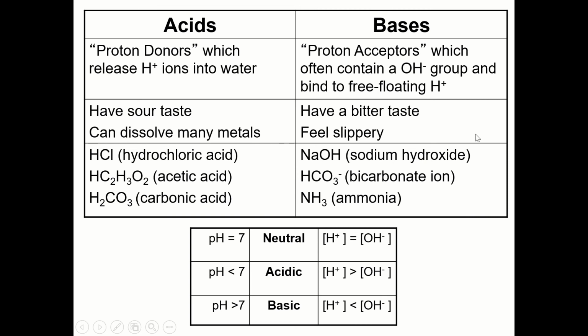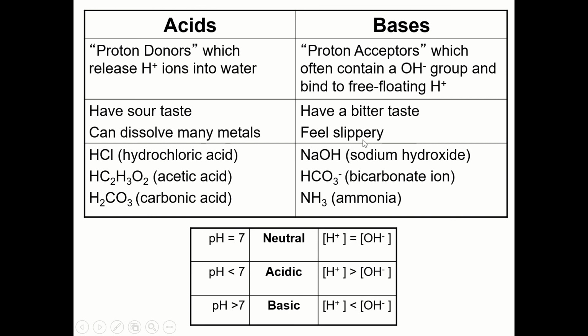Now here I've given you a list of some acids and bases, and I do want you to know those. Hydrochloric acid is going to be an acid because as it dissociates, it breaks into hydrogen and chloride ions. Those hydrogen ions are now free-floating and can alter pH. Acetic acid, also donating free-floating hydrogen ions. And carbonic acid, donating free-floating hydrogen ions.